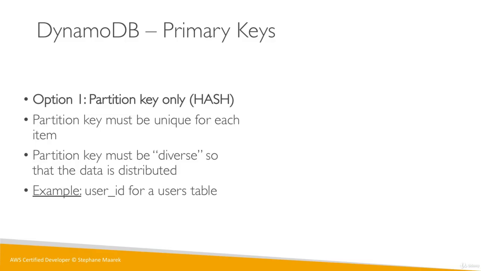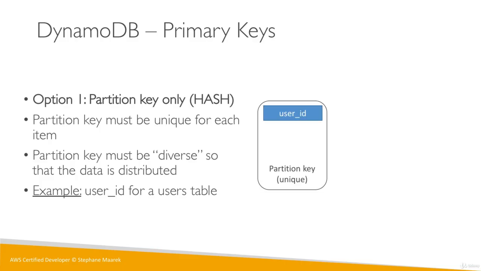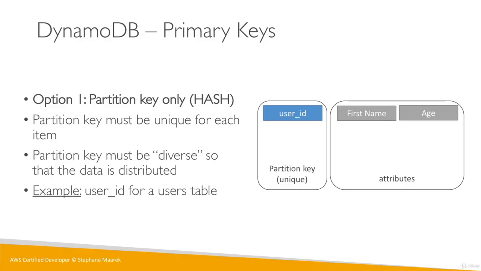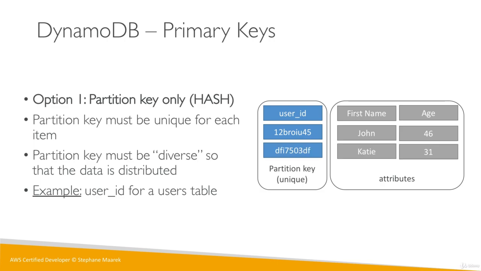If we take a users table, user ID is a great candidate. So user ID is our partition key, and it's going to be unique. In terms of attributes, we can have first name, age, whatever you want. The first row or first item is going to have a user ID of whatever, and you see this is pretty much random. The first name is going to be John, and the age is going to be 46. The second row or second item is going to have a different user ID, obviously, because the partition key has to be unique. The first name is Katie, and the age is, for example, 31.